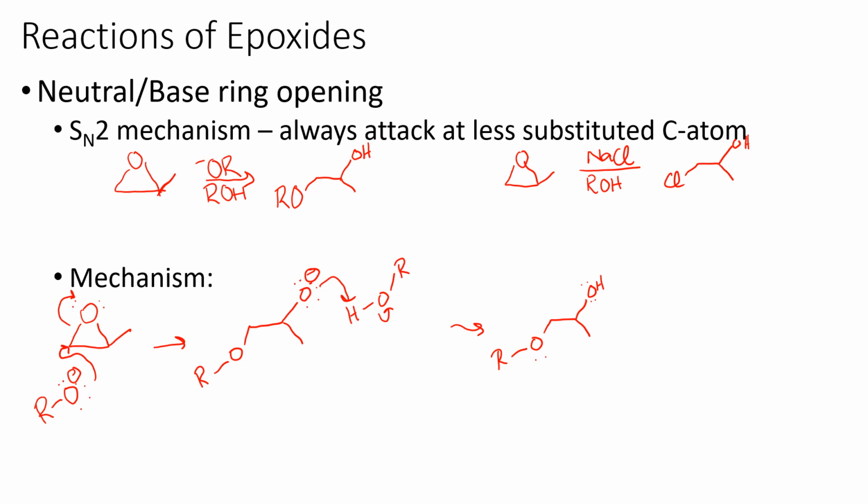And again, the alcohol will be on the more substituted side, and the OR, the nucleophile that we added, would be on the less substituted side. Through this process, we have also generated more of the alkoxide anion that we can go on to use in further reactions. The neutral reaction will occur in a very similar process.